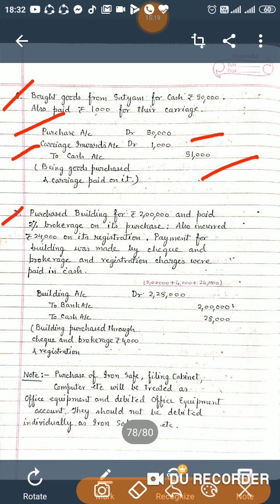Next, I'm taking purchased building for rupees 2 lakh and paid 2% brokerage on its purchase, also incurred 24,000 on its registration.